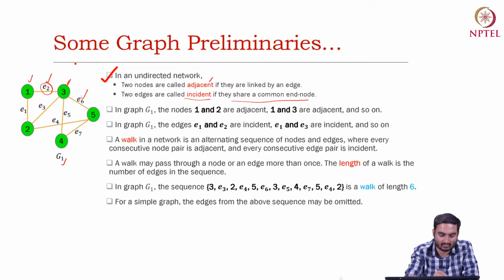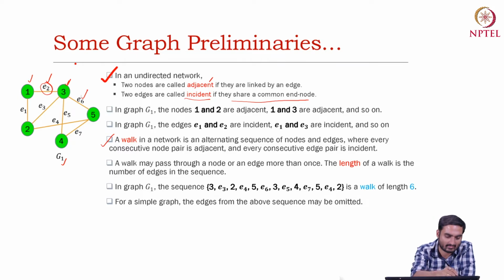What is called a walk? A walk in a network is an alternating sequence of nodes and edges where every consecutive node pair is adjacent and every consecutive edge pair is incident. This is a very loose definition. We will gradually make it tighter, more constrained.